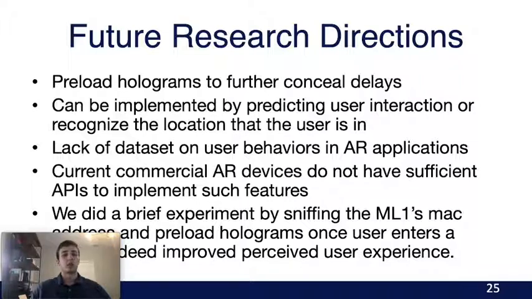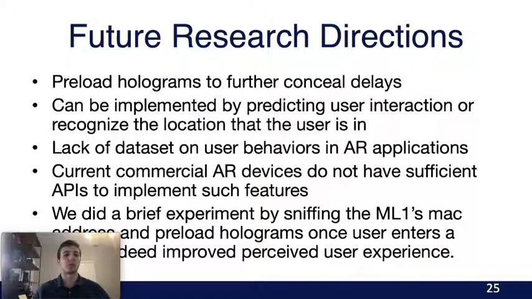We could solve this issue by preloading holograms to conceal this delay. And this can be implemented in two ways, either by predicting the user interaction or recognizing user location. For predicting interactions, we could say that we know that once people enter a particular building, they always turn right and go into a particular room. So we could already preload all the models for that room as soon as the user enters the building. Or for location, even simpler, we just get the user's location and load all holograms within a certain radius.